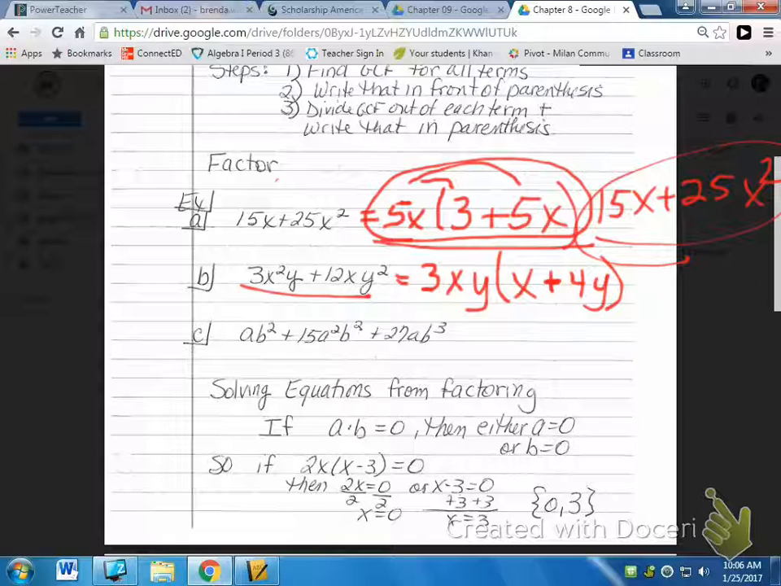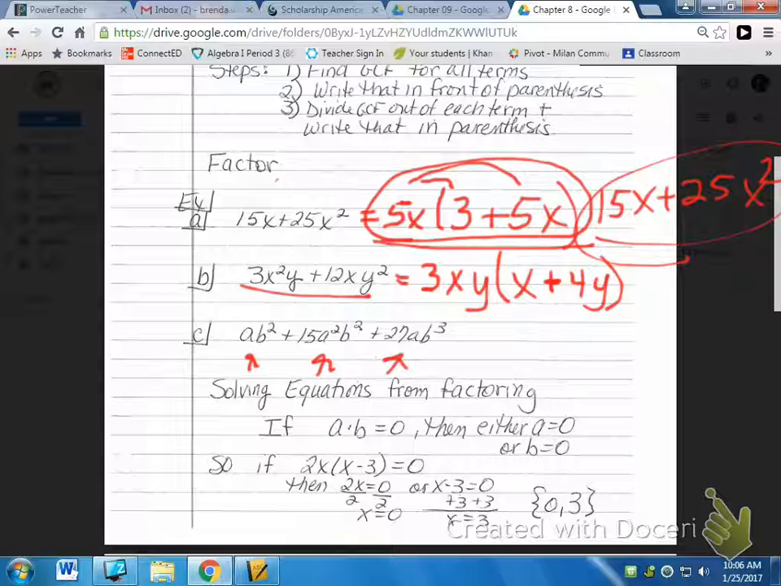Okay, next, let's do a trinomial here. ab squared plus 15a squared b squared plus 27ab cubed. All right, my numbers, 1, 15, and 27. Oh my goodness, what can I take out of that? Jared? Yeah, so I'm not going to write a number. A, I have 1, 2, and 1.